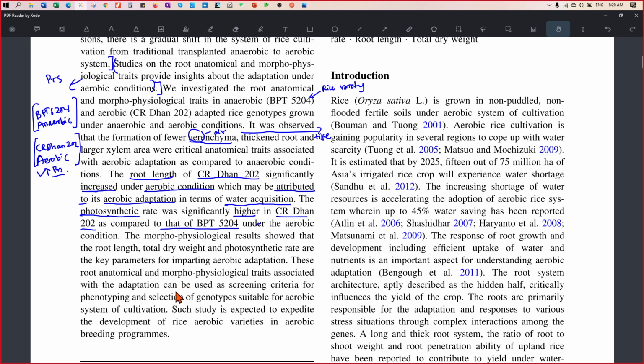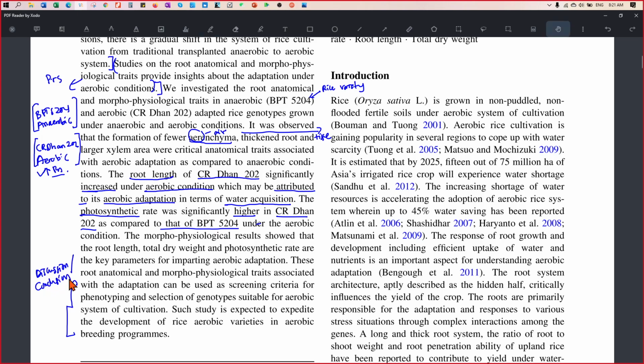Okay, this anatomical and morphophysiological trait associated with the adaptation can be used as screening criteria for phenotyping and selection of genotypes suitable for aerobic system of cultivation. Such study is expected to expedite the development of rice aerobic varieties in aerobic breeding. So this actually is the discussion slash conclusion for this entire study.